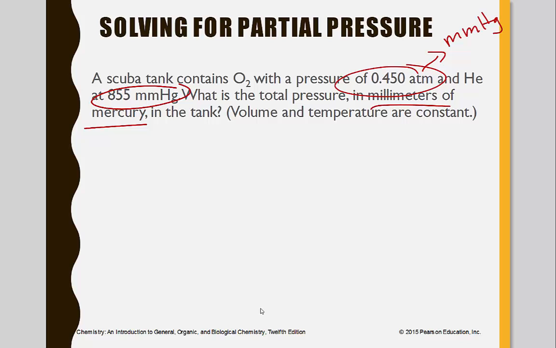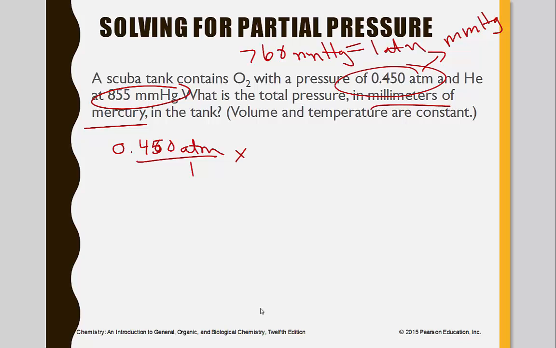So let's do that first. 0.450 atmospheres over 1. There's 760 millimeters of mercury in each atmosphere. So in 1 atmosphere, there's 760 millimeters of mercury. So 0.45 times 760 comes out to be 342.